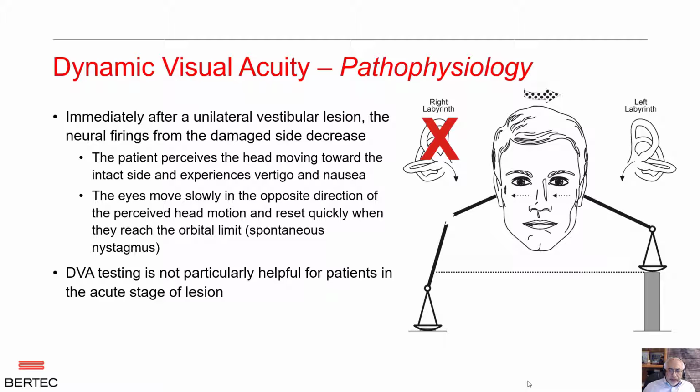Basically, the slow phase of the nystagmus is mediated by the VOR, which operates at the brainstem level without any involvement from higher level brain centers. The fast phases of nystagmus originate from the saccadic system, which requires involvement of higher cortical centers. The intensity of the spontaneous nystagmus is indicative of how fast the patients perceive their head is moving and how symptomatic they are. DVA testing is not particularly helpful for patients in this stage of lesion, but it can help with establishing a baseline for future testing.